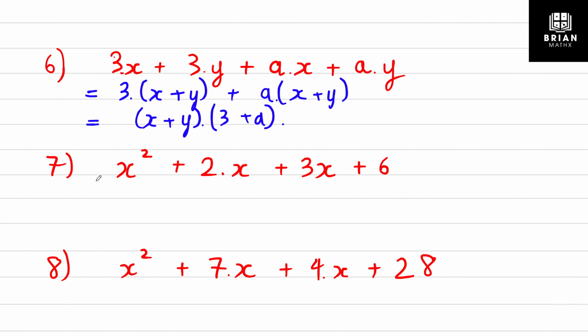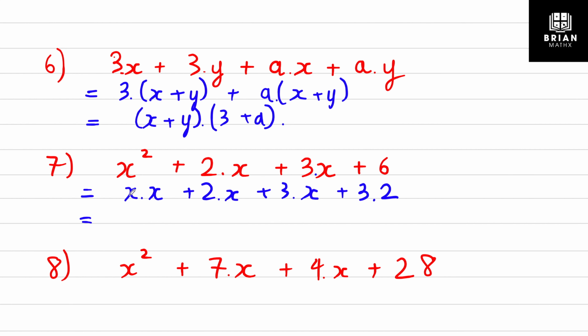Question 7, something new. You've got x squared plus 2x plus 3x plus 6, another form of factorizing, something new for you. Okay, listen carefully. First one, x squared. What does it mean? It means x multiply x. 2x is 2 multiply x, I rewrite. 3x is 3 multiply x, I rewrite. But I will factorize 6. I will separate 6 into 3 multiply 2. Okay, so why do I do that?